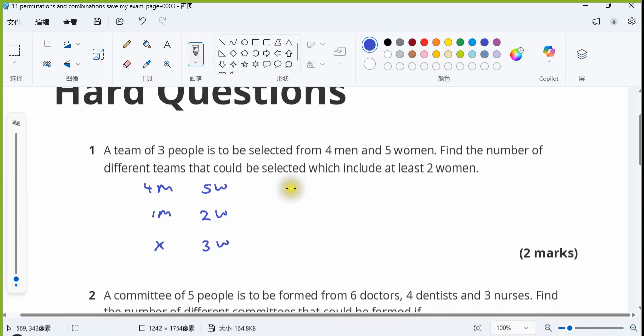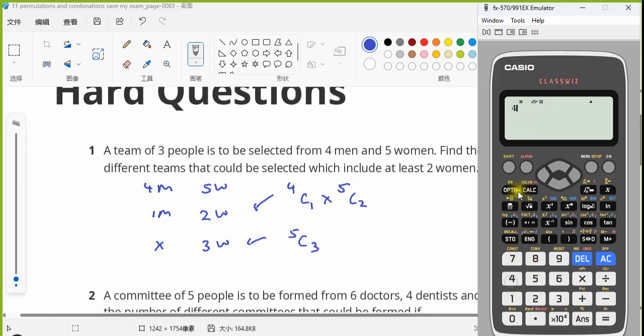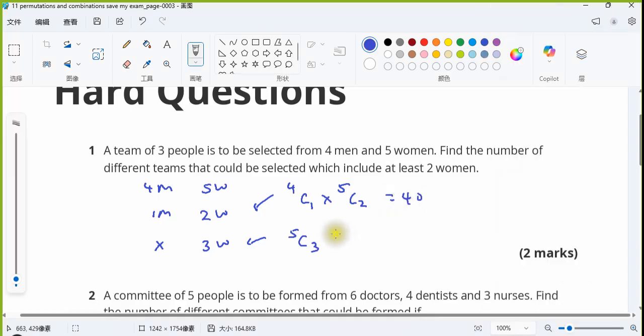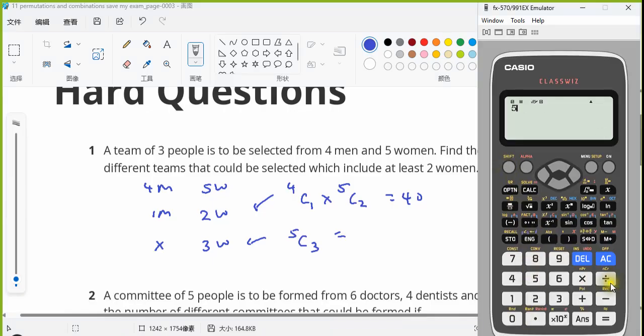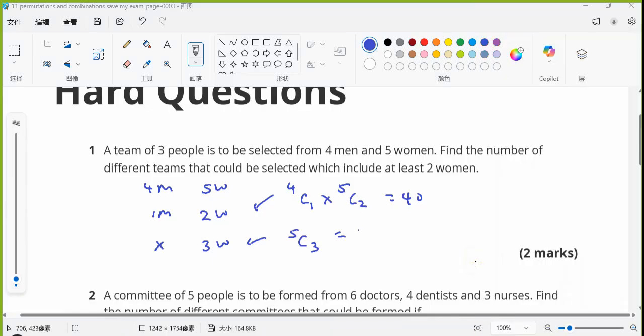Okay. So for the first case it is 4C1 times 5C2. Out of 4 men, choose one, and then out of 5 women, choose two. And this one is 5 choose 3. So we have 4C1 times 5C2 is 40. And then we have 5C3 is 10. So total is 40 plus 10, which is 50.